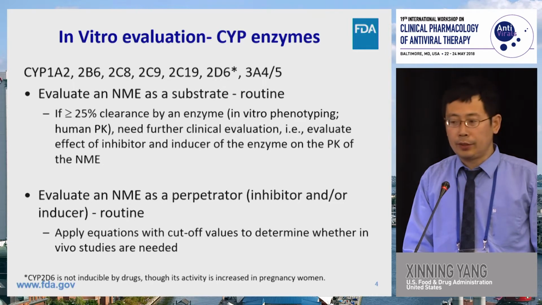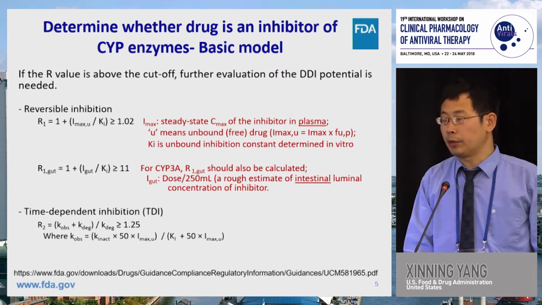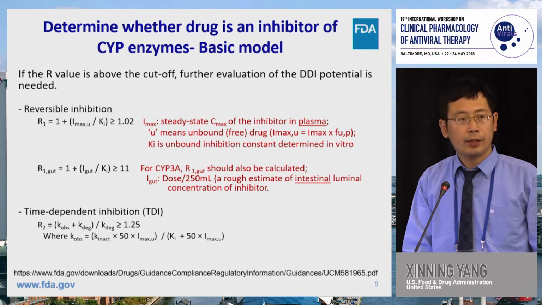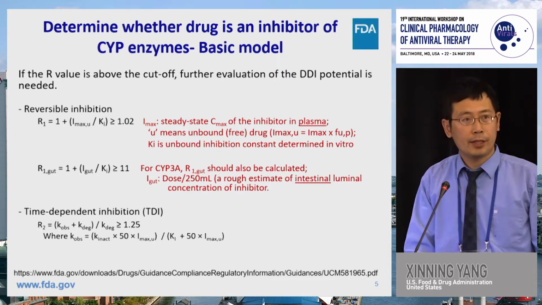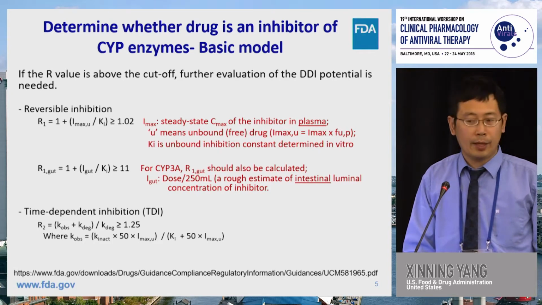Then we apply some cutoff values to determine whether there is a potential for in vivo interaction. As I will mention here, there's the R value, and we compare this R value with the proposed cutoff or threshold. If it's above that, there's a potential. If it's less than that, it's unlikely for a drug to interact with a CYP enzyme.